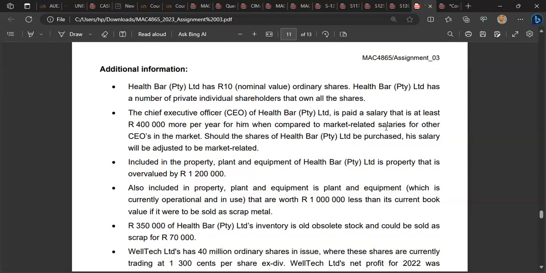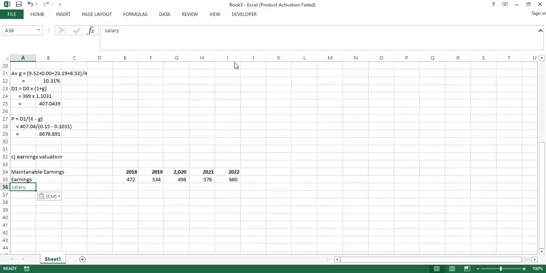So let's just say CEO salary, or let's just say salary. So we are making an adjustment for a salary. Why so? Because it's an unusual item, and we don't expect it to reoccur once we've sold the company. So earlier I said earnings are, is it a question?